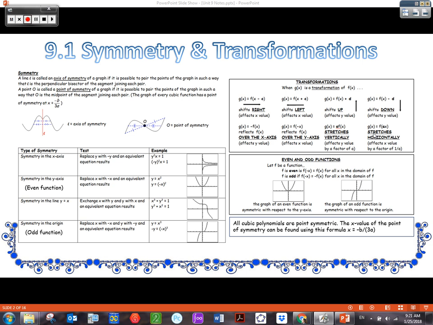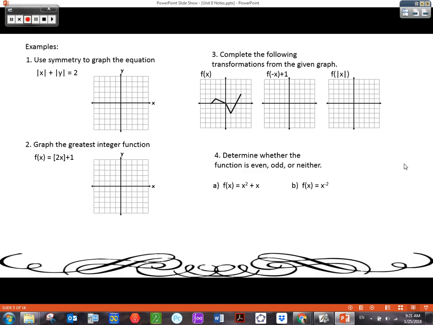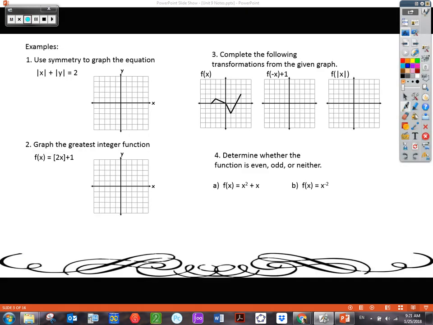Okay, any general questions before we jump into the examples? All right, let's go to the next slide. Let's take a look at our examples for today.